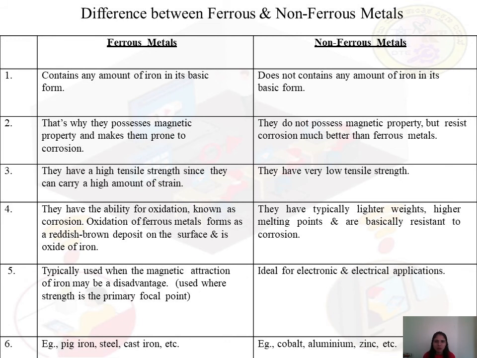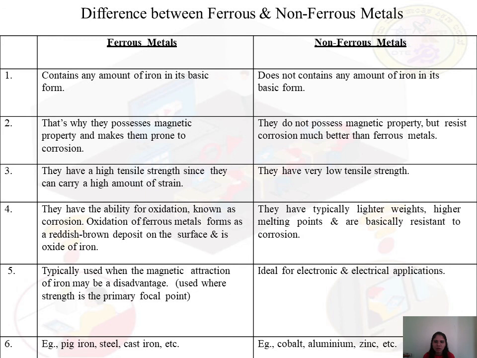Hope you understood the difference between ferrous and non-ferrous metals. In total, in ferrous metals, iron is the basic constituent. In non-ferrous metals, iron is not the basic constituent. Ferrous metals possess the magnetic property. Non-ferrous metals do not possess this magnetic property. Ferrous metals are more prone to corrosion. They have less resistance to corrosion. But non-ferrous metals have more resistance to corrosion. They will not corrode easily. And ferrous metals have high tensile strength. Non-ferrous metals have less tensile strength.